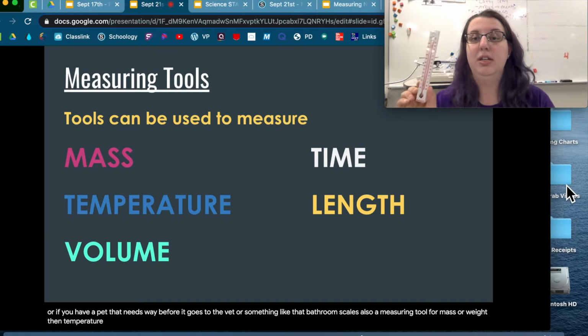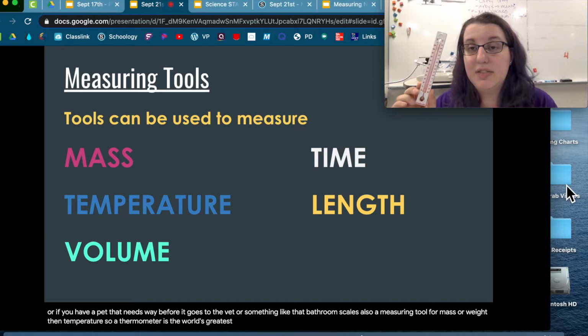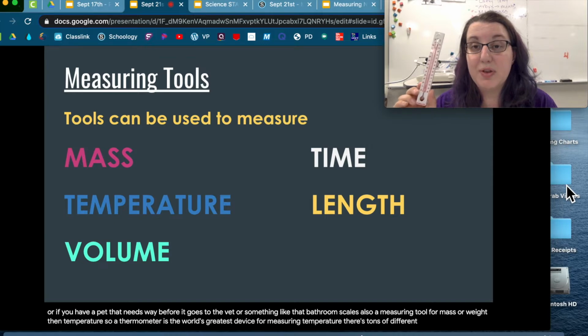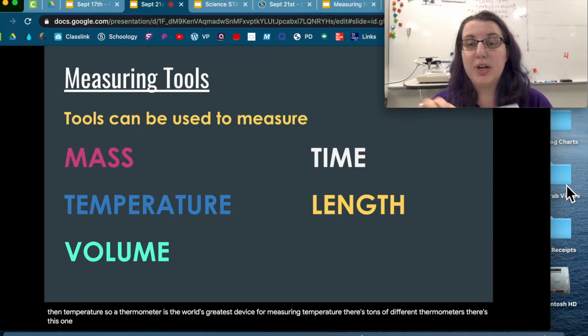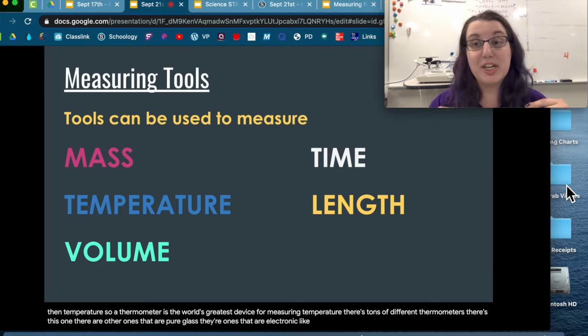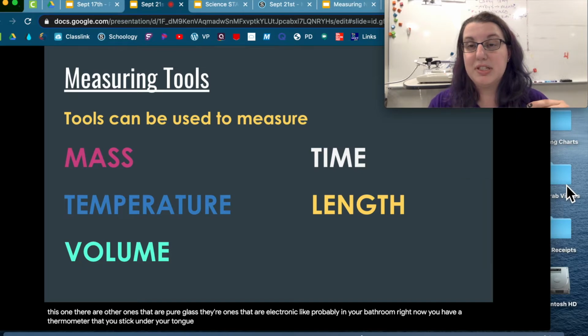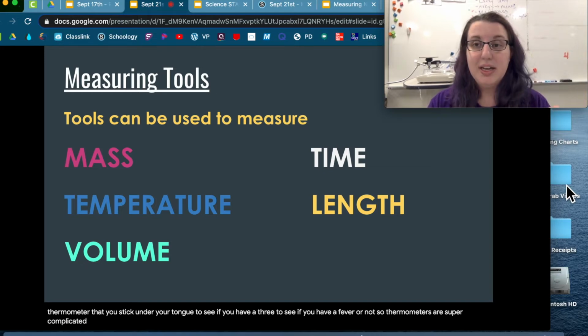Temperature. So a thermometer is the world's greatest device for measuring temperature. There's tons of different thermometers. There's this one. There are other ones that are pure glass. There are ones that are electronic. Like probably in your bathroom right now, you have a thermometer that you stick under your tongue to see if you have a fever or not. So thermometers are super common. You've probably used one before.